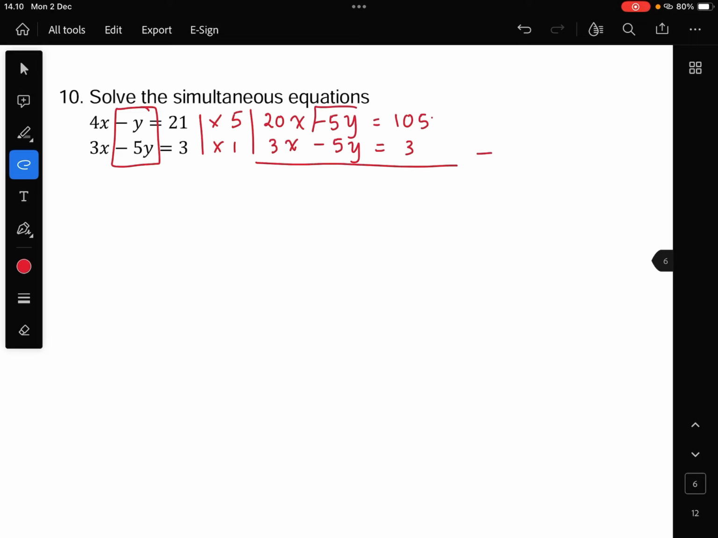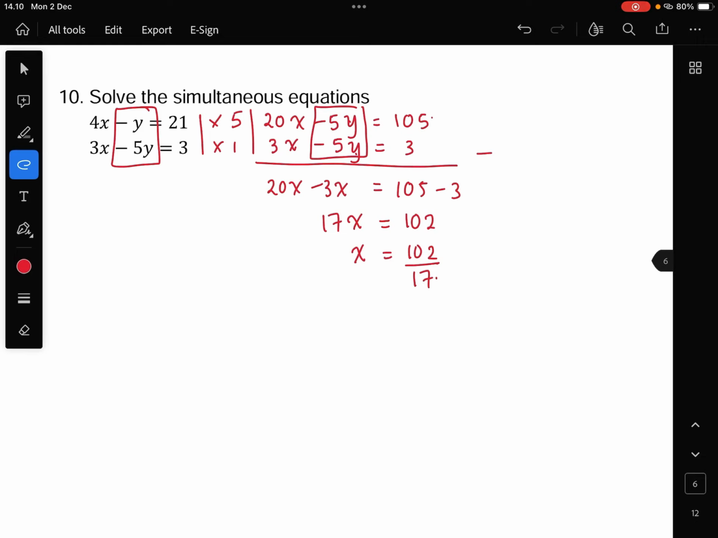And then pay attention to your y here. It's already in the same sign, which is minus and minus, which means we are going to eliminate them by subtractions. Okay, so we are going to have 20x minus 3x. This minus this is basically a 0. And 105 minus 3. So we are going to have 17x is equals to 102. Your x is going to be 102 divided by 17.